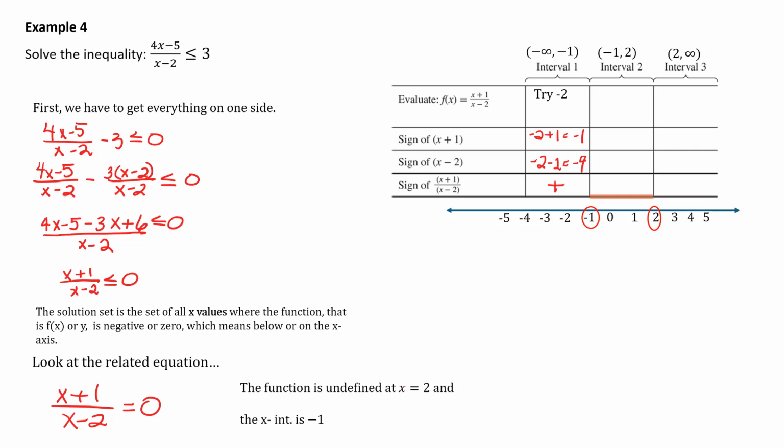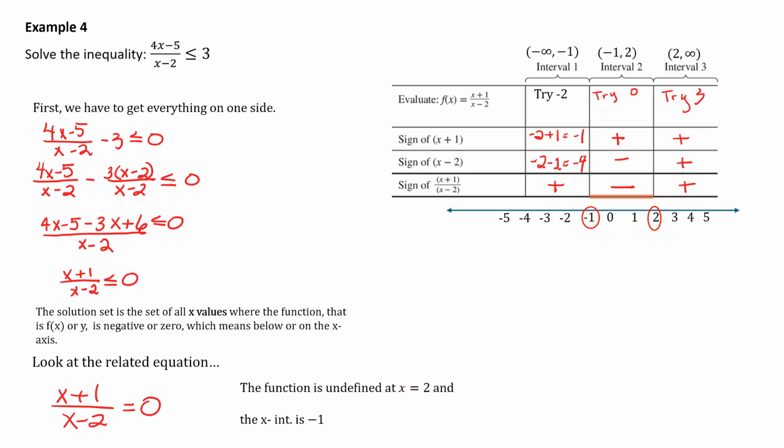From -1 up to 2, in that interval, we can try 0 in the numerator and denominator. When we do that, the sign of x plus 1 will be positive and the sign of x minus 2 will be negative. So that means the function itself will be negative, because multiplying positive times negative gives you a negative. From 2 to infinity, both the top and the bottom are going to be positive, and so the whole function will be positive.